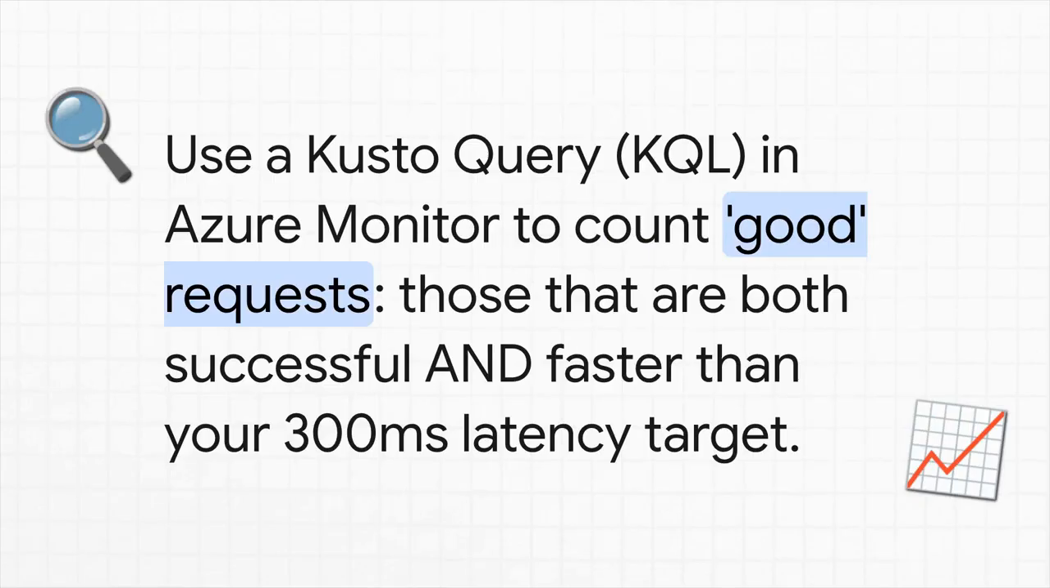To measure that burn rate, we use Azure's super powerful Kusto Query Language, or KQL. Now, don't worry, you don't need to be a KQL wizard for this. The whole idea is just to write a simple query that looks at our request logs and counts two things: the total number of requests and the number of good requests, the ones that return a success code and were faster than our 300 millisecond target.